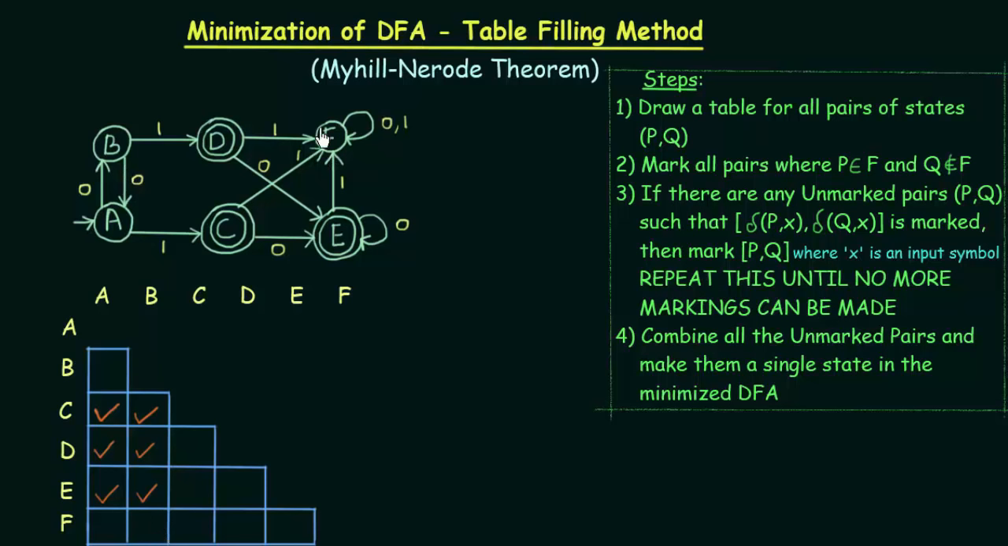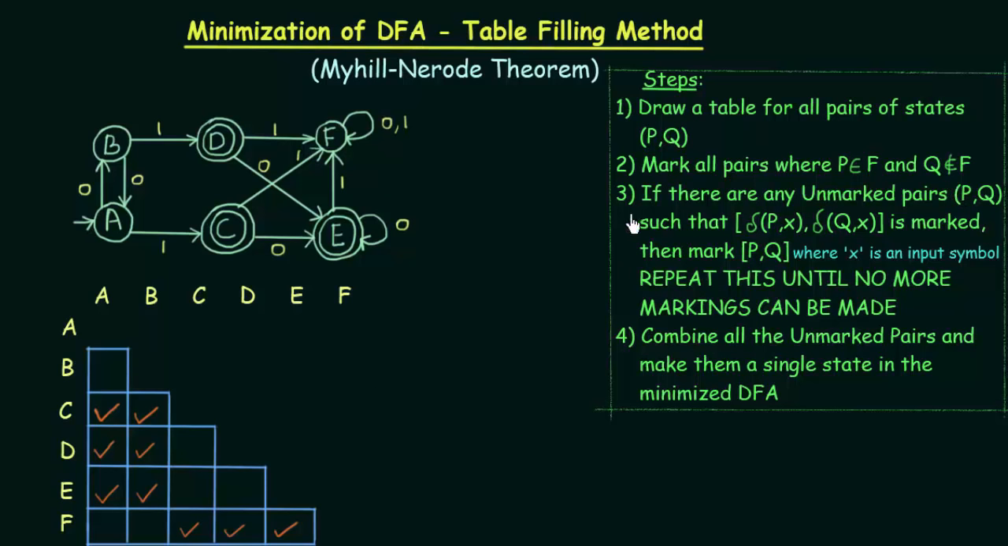FC. F is a non-final state, C is a final state. Now we have to mark this. And come to this FD. F and D. Non-final, final, so mark it. And then FE. F is a non-final and E is a final state, so we mark it. So now we are done with the second step. Mark all pairs where P is final and Q is non-final state.